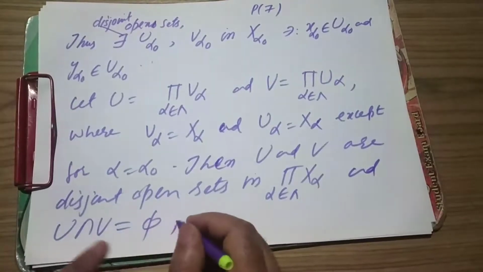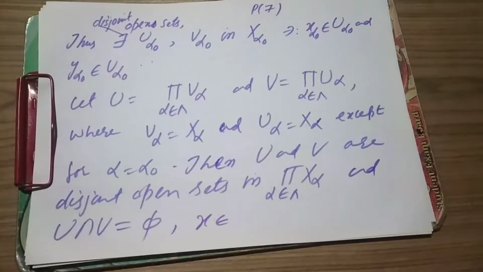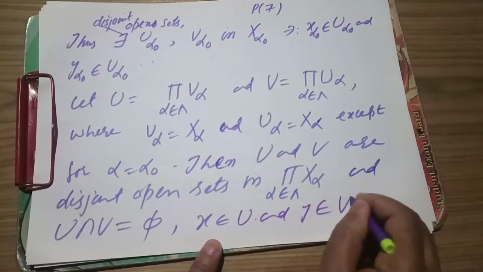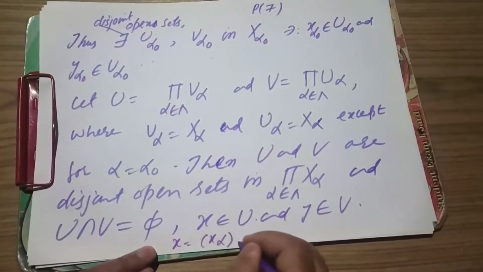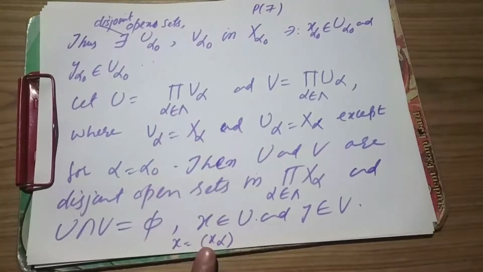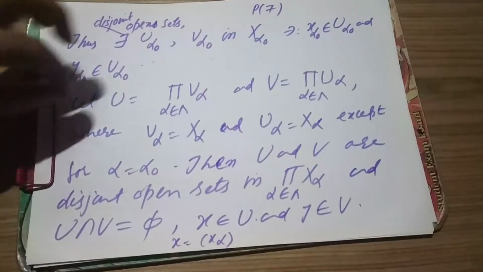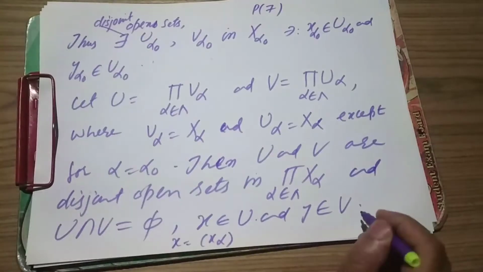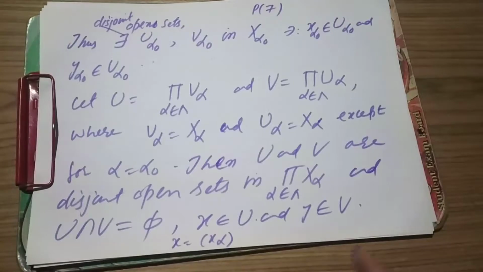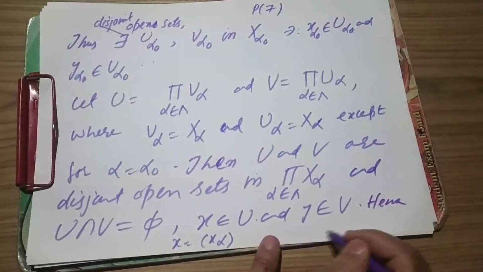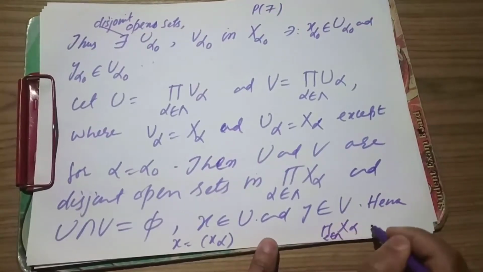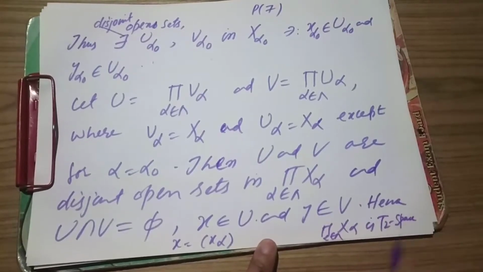With this, X belongs to U, because X is X alpha, where alpha belongs to lambda, and Y is Y alpha, where alpha belongs to lambda. So X is in U and Y is in V. What is X actually? X is X alpha, alpha in lambda, and it's in U, because its first component is in X1, second is in X2, and the alpha naught component is in the alpha naught set, and the other components belong to X alpha. So it's in U, because U is this product. So thus we have disjoint open sets for these two points X and Y, and hence this product of X alpha, alpha in lambda, is a T2 space.